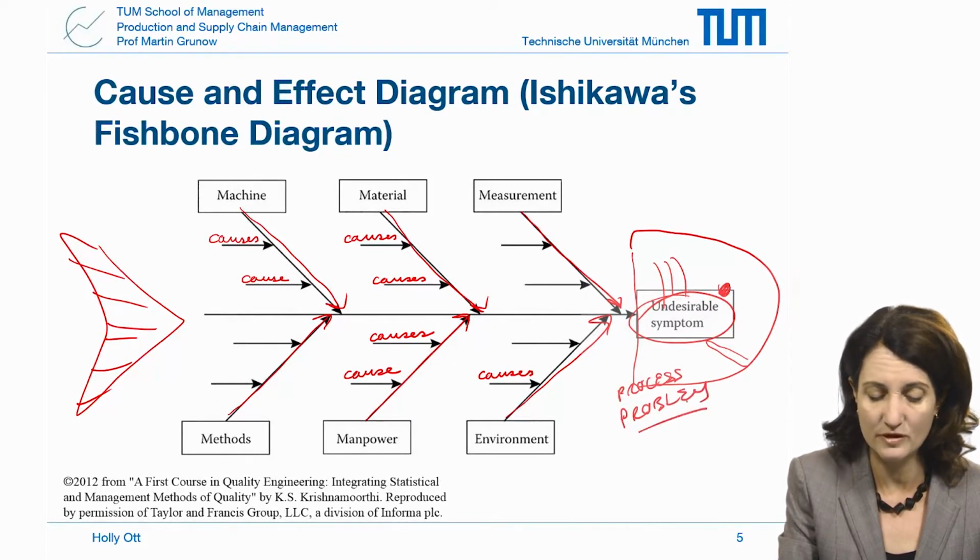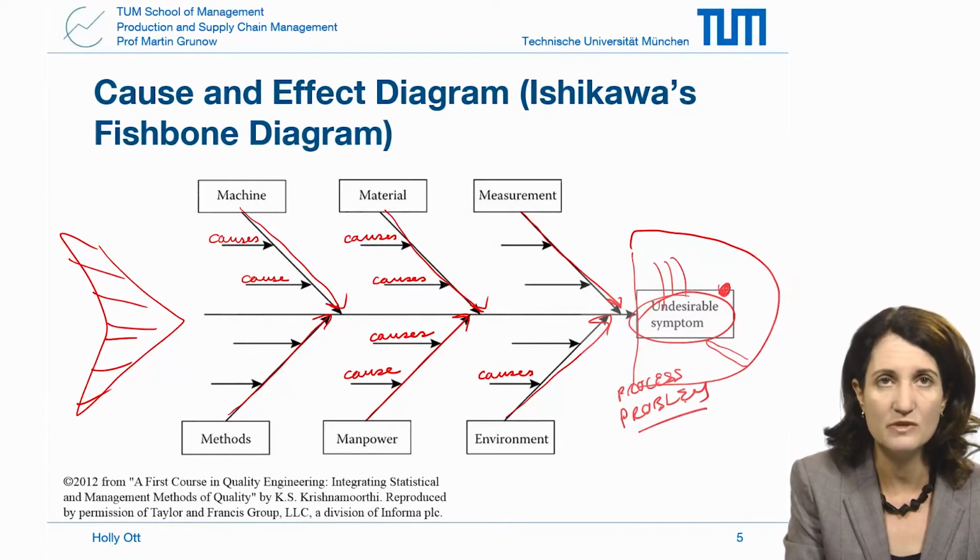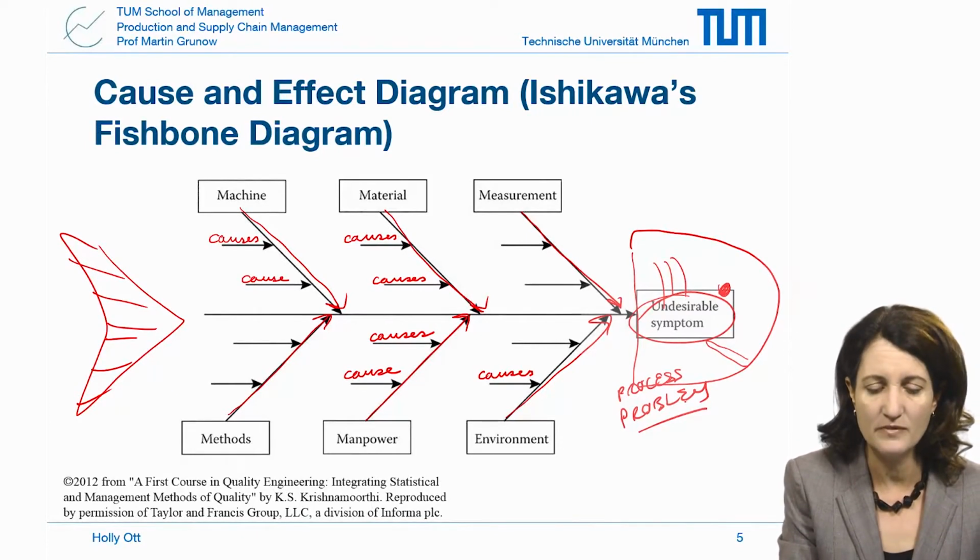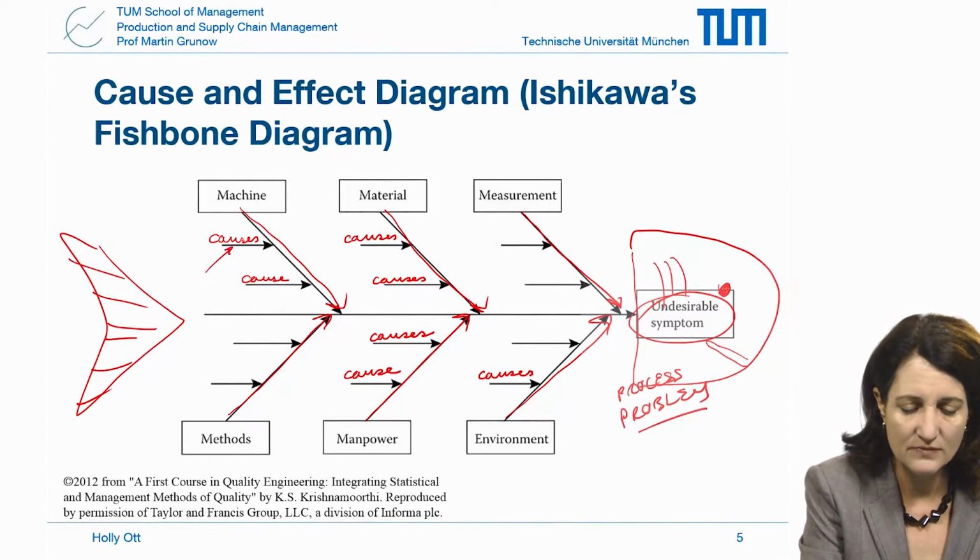Don't forget, in the output of the process. What about the measurements, the methods? Could the measurements be in error? And then what you also see, in the diagram, you see secondary causes.